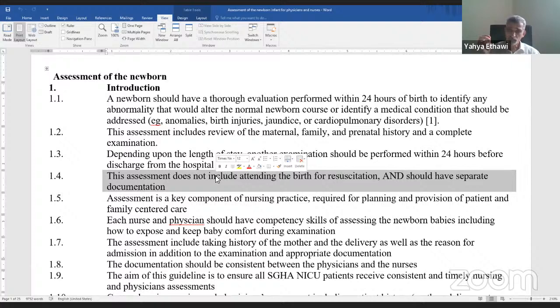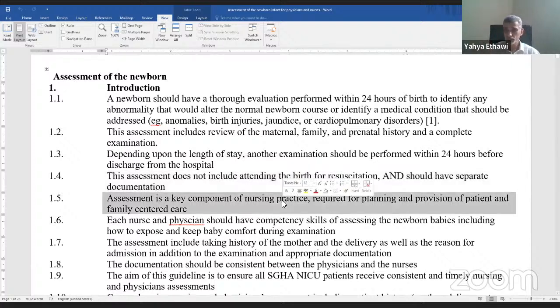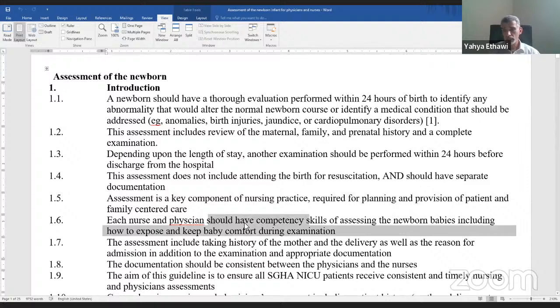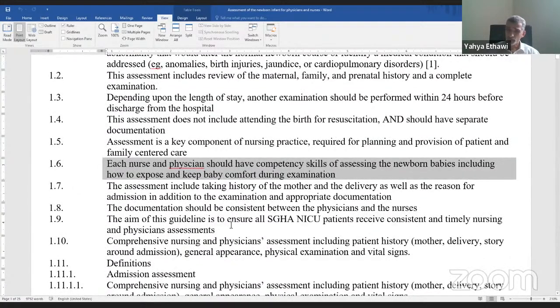The assessment of a newborn baby is vital for our practice, because most of our well baby practice depends on the assessment. Now, any physician or nurse working in an ICU should have the ability to assess the baby and do a proper examination. All of the nurses and the physicians should have enough exposure to assessing these babies.